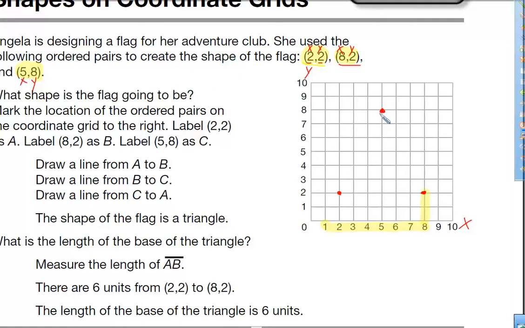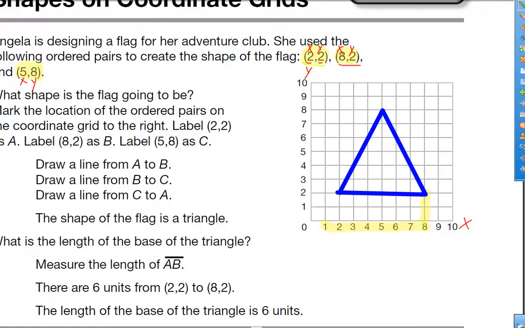And since today we're actually drawing lines between these points, this says draw a line. Okay, so this actually says what shape is the flag going to be. And if we were to draw this shape out, it would come out as a triangle. That's what shape it is.